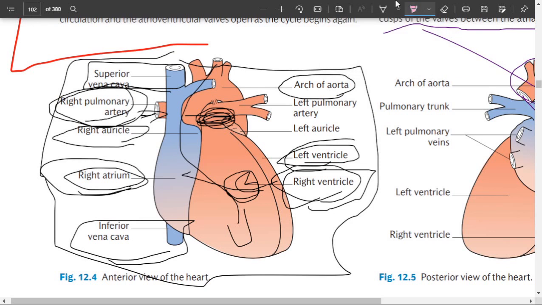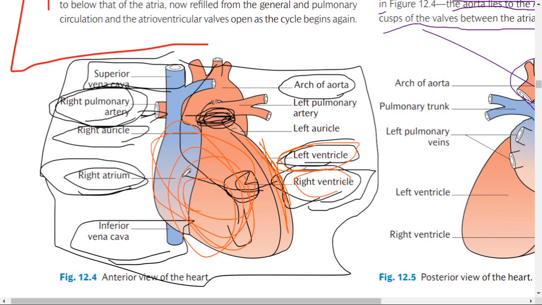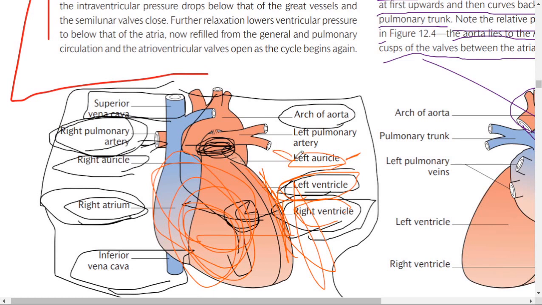You can see that if you focus, the left ventricle is all very, very posterior, and the right ventricle is very anterior. That's why we have to know this one is anterior and this one is posterior. Then we have the left auricle. Don't ask me what is the left auricle, I don't know really what it is. And then we have the left pulmonary artery. This is the left pulmonary artery going to the atrium.